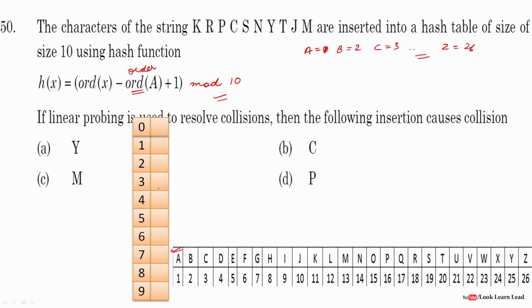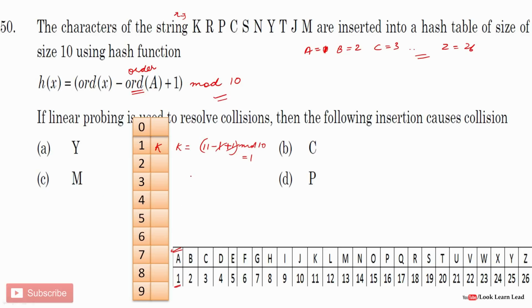Now let's fill this. For the first key, order of X. So this is our X. H of K would be order of K minus order of A plus 1, mod 10. What is K? K here is 11. So for K, it is 11 minus 1 plus 1, mod 10. So 11 mod 10 is 1. So K would be placed over here, at 1.